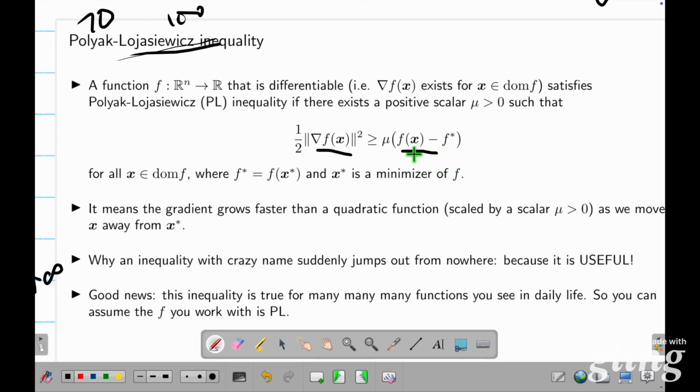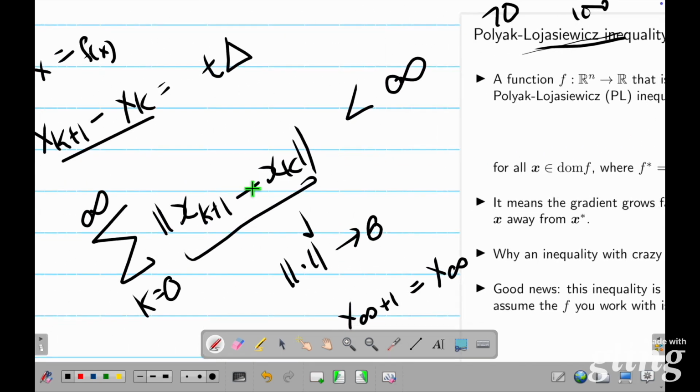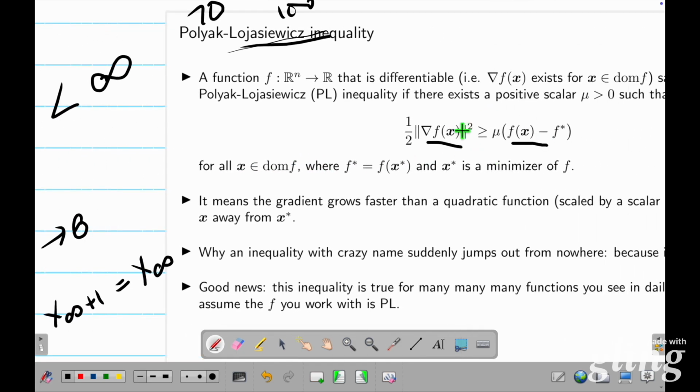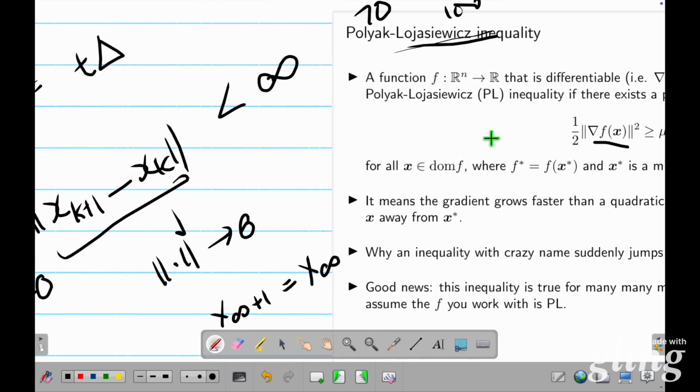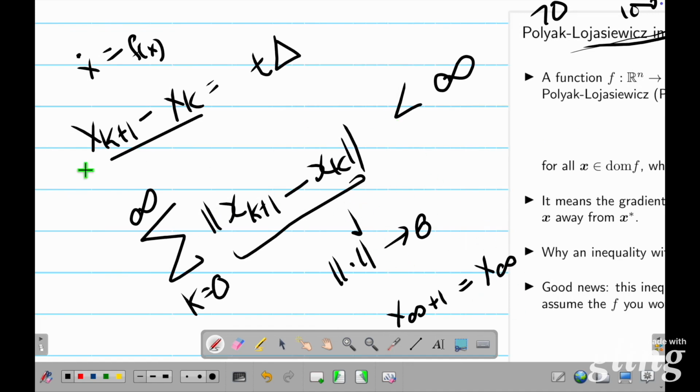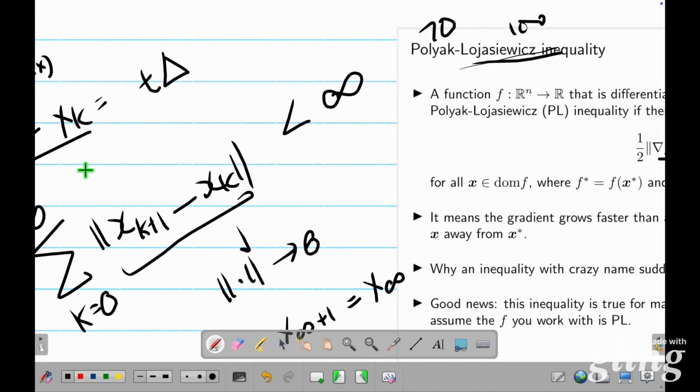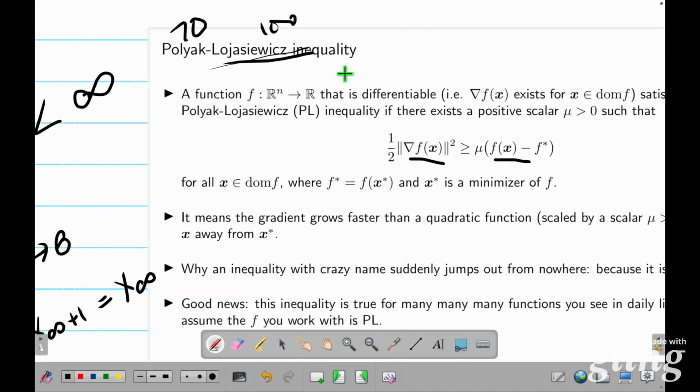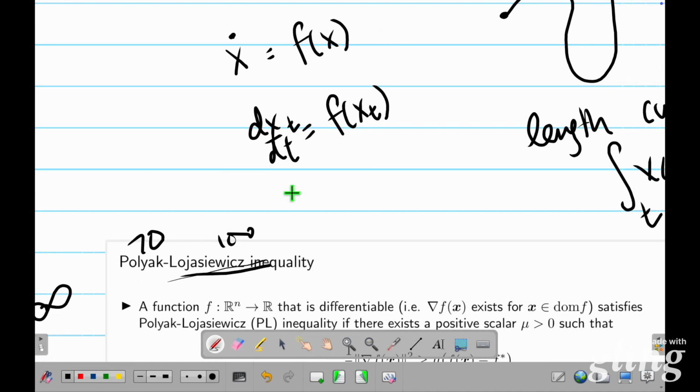Number one, the gap between f and the best f. Number two, how big is my gradient? Number three, the x itself. I have three things. This thing is saying that this is true, then I can use this argument to prove convergence. That's the idea. And historically, this is true for something called algebraic function. That means you can take derivative, okay?